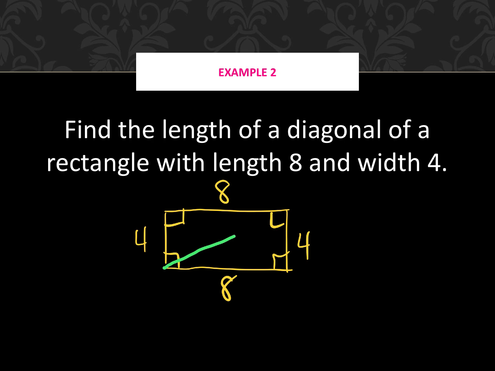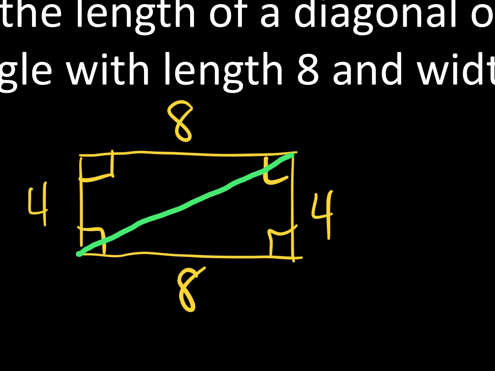So go ahead and draw a diagonal. There's 2 possible diagonals you could draw. I'll just draw one of them. Remember, a diagonal goes from one vertex to a non-adjacent vertex. It's a right triangle. So now we are dealing with a right triangle. Do you see it? Okay. Make this X.